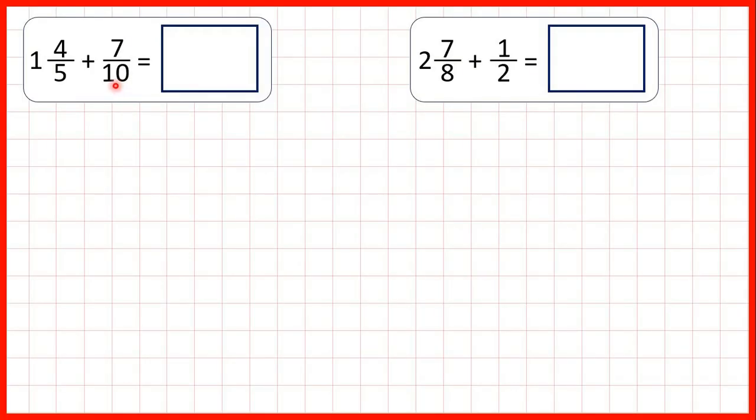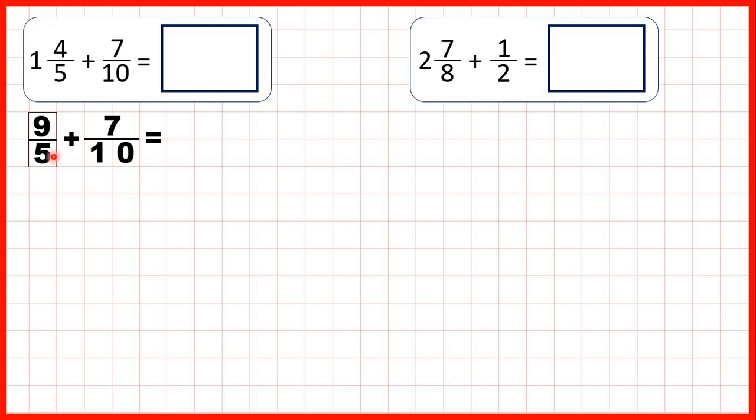Now we're adding a fraction to a mixed number, but this time we're going to get our answer by first changing the mixed number into an improper fraction. So 1 times 5 is 5, plus 4 is 9. So 9/5 is the same as 1 4/5, and we're adding 7/10. But to add fractions, we need the denominators to be the same.